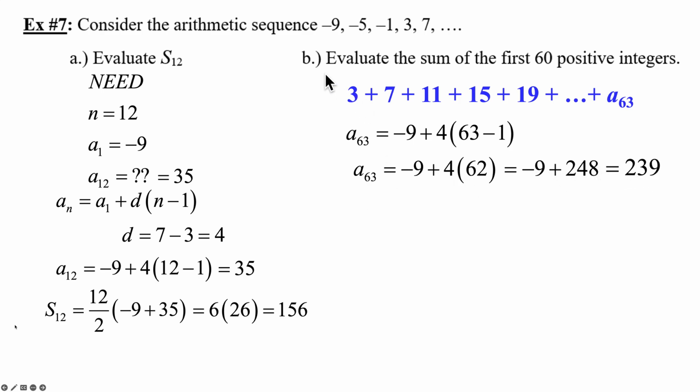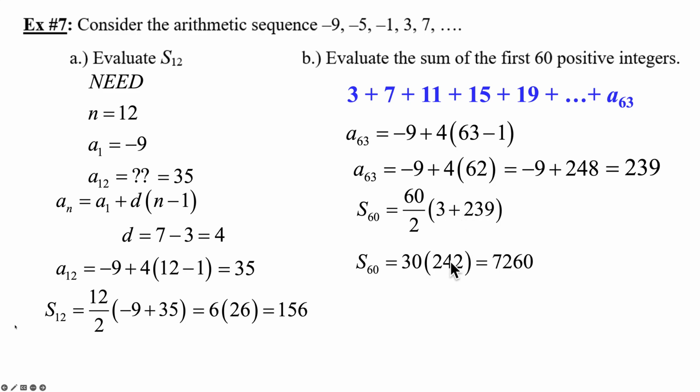All right, so for the sum of the first 60 terms that are positive, we'll treat the 3 like it's the first term and the 63rd term like the 60th term if we're just looking at positives. So 60 divided by 2. 3 is the first positive, 239 is the 60th positive term. So that's 242. 60 divided by 2 is 30. Multiply those together, we get 7,260.